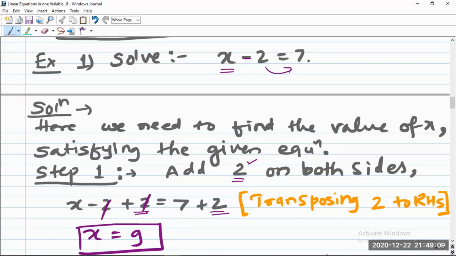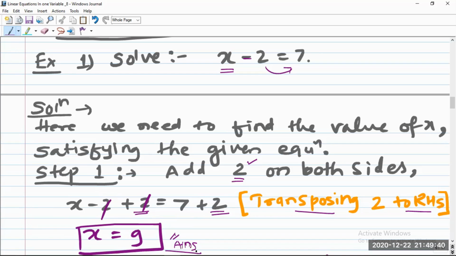So adding 2 on both sides, or transposing 2 to the RHS of the given equation, gives us x equal to 9. Taking this 2 to the right side, adding 2 on both sides, the minus 2 plus 2 on the left side gets cancelled, and the right side is 7 plus 2, which gives us x equal to 9, which is nothing but the required solution for the given equation. Clear? So this will be the required answer.